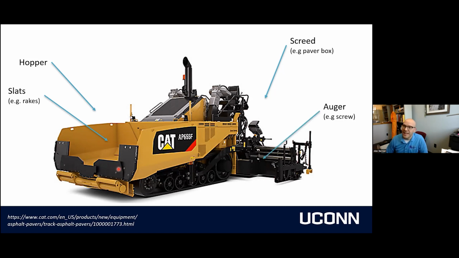In front of the screed are augers, and these are kind of what they sound like. It is a screw-shaped thing, but it's laying on its side. The reason we have this here is it takes the material from the hopper, brings it to the back, and transports it out laterally in front of the screed.